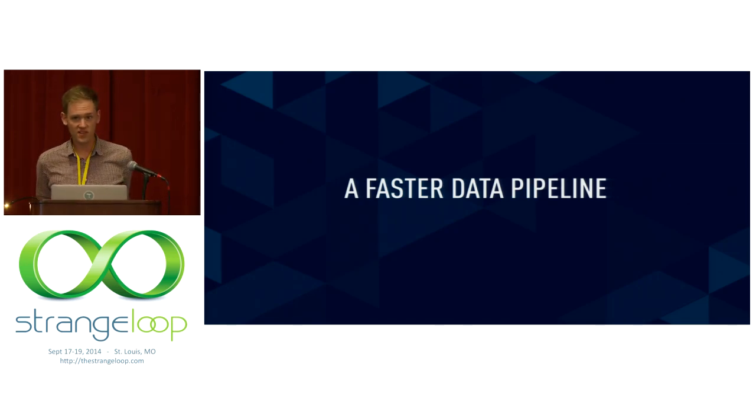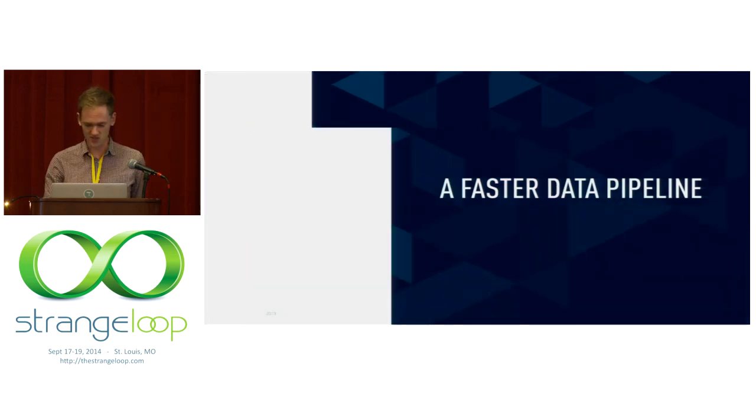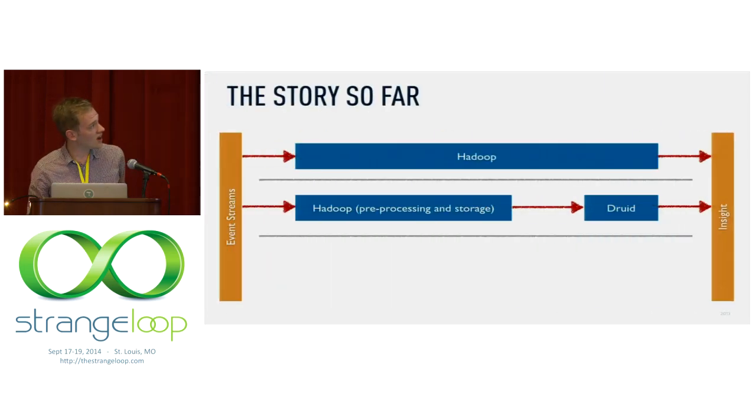So like Fangjin said, in the early days we realized that what makes sense is to separate data processing and data storage from data querying. The data querying system that we ended up using was Druid. And like Fangjin said, for data processing in the early days, we used Hadoop MapReduce, which worked, but it had some issues. So it looks sort of like this: Hadoop for pre-processing and storage, and Druid for queries.